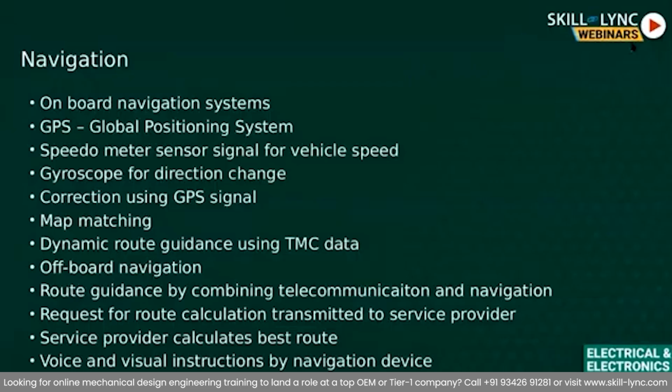In this slide, we are going to discuss navigation features. So navigation features included in the car are onboard navigation system, GPS, which stands for Global Positioning System, speedometer, gyroscope for direction change, correction using GPS signal, map matching, dynamic route guidance using TMC data, off-board navigation, route guidance by combining telecommunication and navigation, and so on.